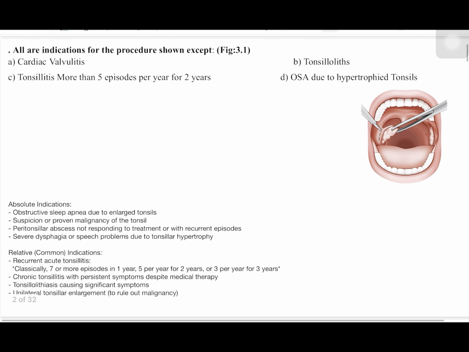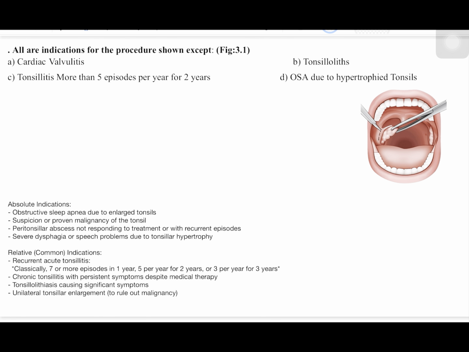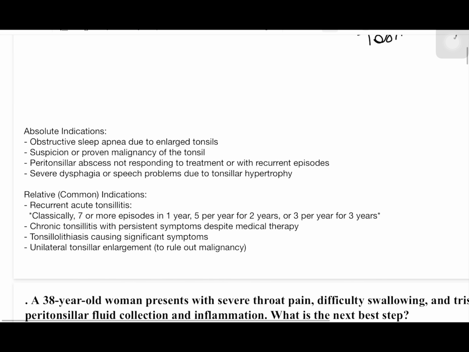Okay, so the next question is: all are indications for the procedure shown in the image except. So in this procedure you can see they are removing the tonsil. So this is tonsillectomy. Now they are asking what are the indications of tonsillectomy except, meaning which is not an indication.